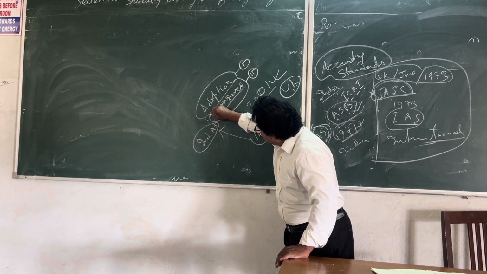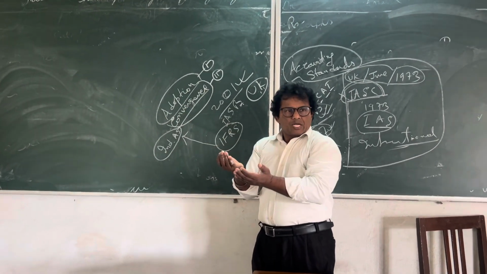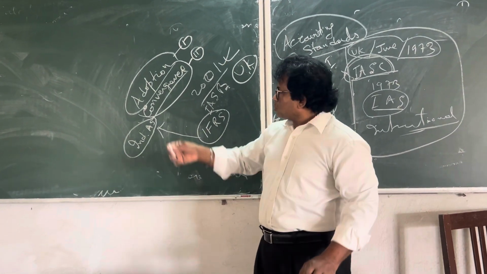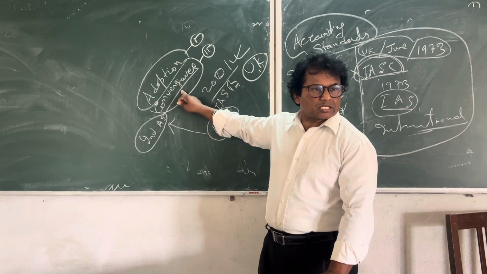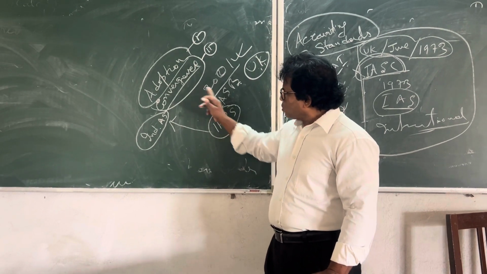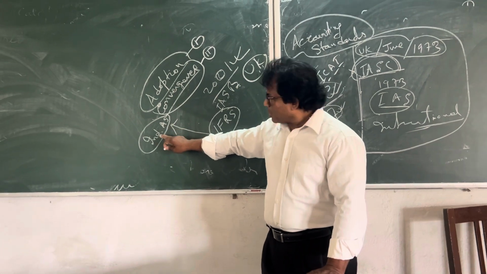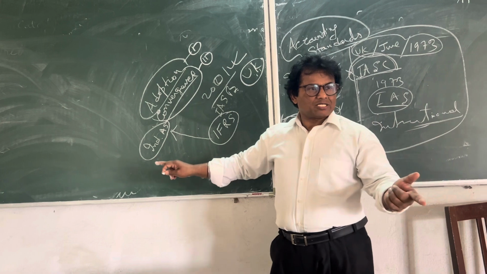Remember, adoption and convergence. Adoption means you take it as it is, and convergence means you change it to your own style. India chose convergence. So when IFRS came to India, it became a new name, IND AS, because you cannot call it IAS again, it will be confusion. That's why there is IND AS.